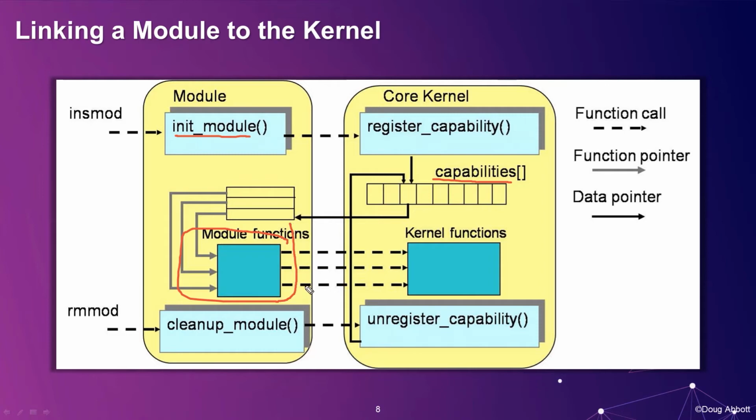Finally, the system user may decide that the services of the module are no longer necessary and invoke rmmod to remove it. This calls the module's cleanup function to remove the function table pointer from the capabilities table and return any resources that may have been allocated to the module, such as dynamic memory.